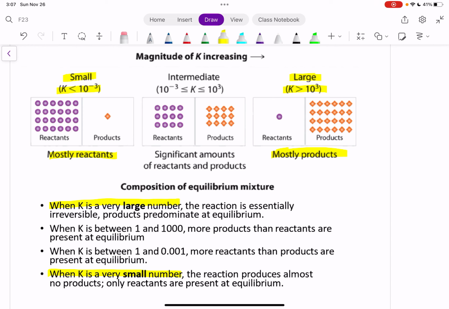And then anything in between is kind of intermediate, where you've got a K value that is between 10 to the negative third, or 1,000th, and 1,000. So if you've got a K value that's between 1 and 1,000, you've got maybe more products than reactants at equilibrium, but still kind of intermediate. When K is between 1 and 0.001, you've got more reactants than products at equilibrium.